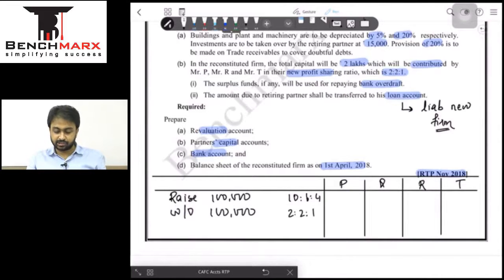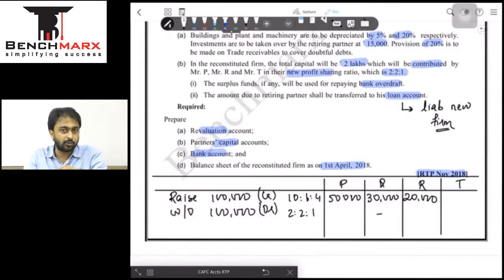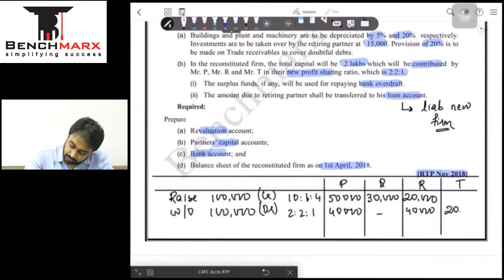So 1 lakh in 10, 6, 4 appears to be 5, 3 and 2, so 50, 30, 20. That is our raise done. This will obviously be credit. Then we write off amongst the new partners. Now Q will not come in the new, because Q is retiring, but T will come because T is now a new partner. 2:2:1, so 40, 40, 20. After doing this, I just need the net adjustment.